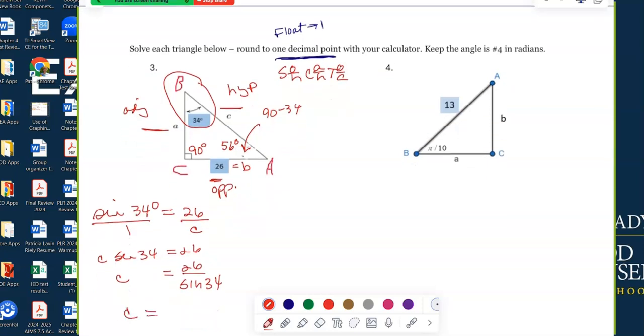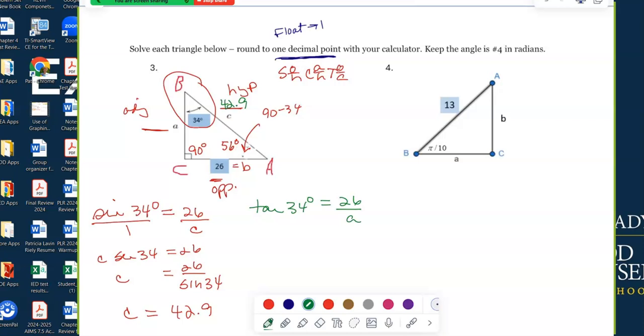So I'm getting C equals 42.9. Okay, so remember, C is the hypotenuse. So let me write this in as 42.9. Okay, now let's get the adjacent. I'm going to still keep dealing with angle B. So I know that the opposite over adjacent, I always use the numbers they give us. So I'm going to say the tan of 34 degrees equals 26 over A, because that's opposite over adjacent.